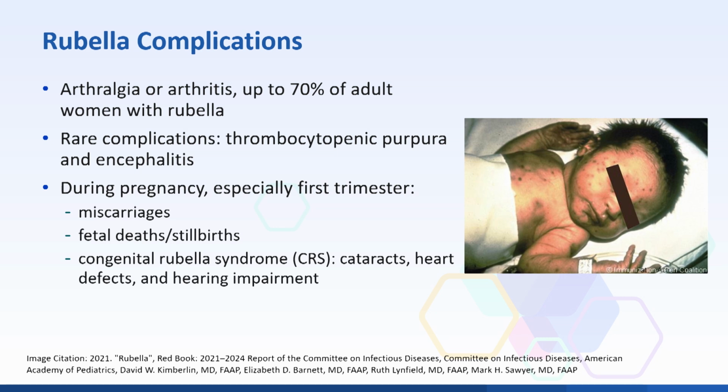Arthralgia or arthritis may occur in up to 70% of adult women with rubella. Rare complications include thrombocytopenic purpura and encephalitis. When rubella infection occurs during pregnancy, especially during the first trimester, serious consequences can result. These include miscarriages, fetal deaths or stillbirths, or severe birth defects known as congenital rubella syndrome, or CRS.